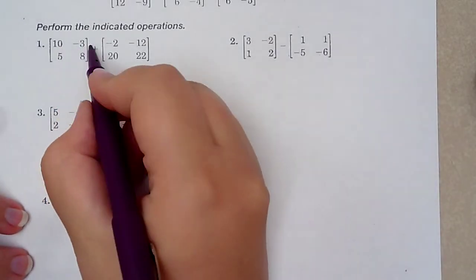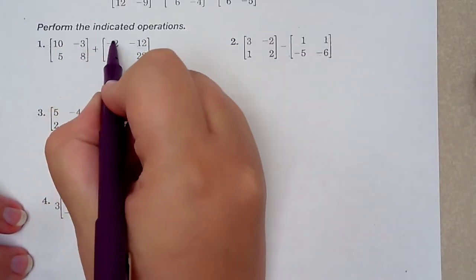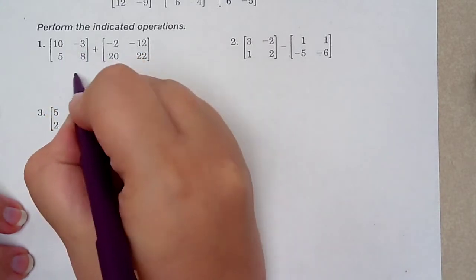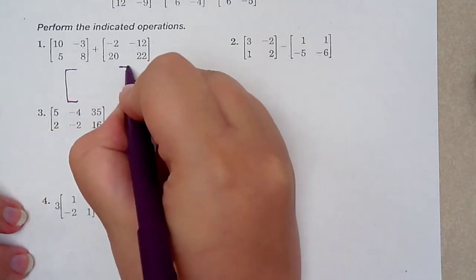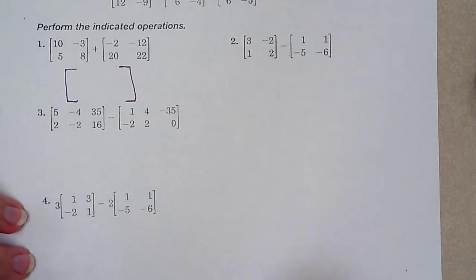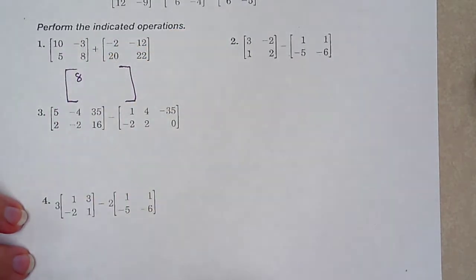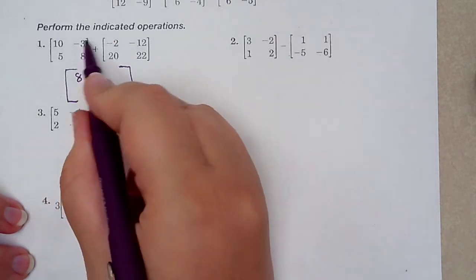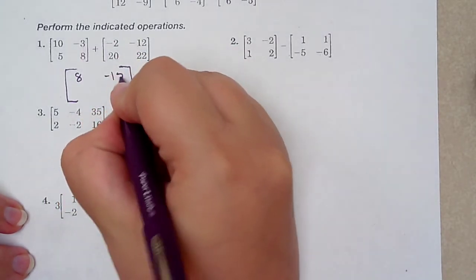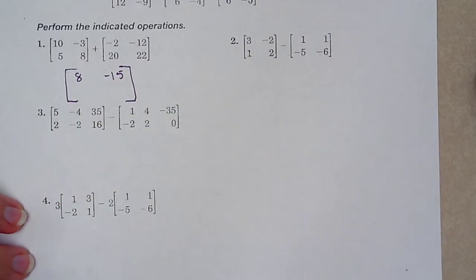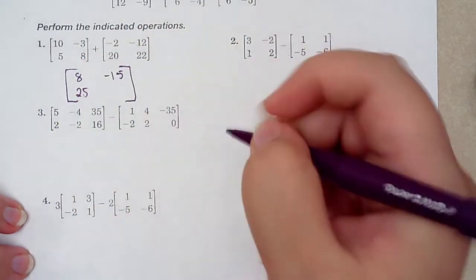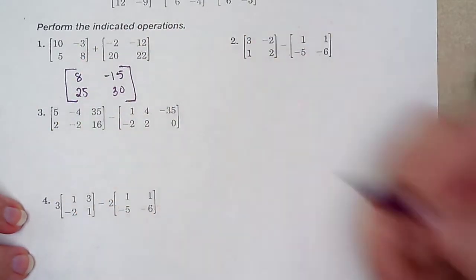All right, first up, we've got 10 plus -2. I noticed this is a 2 by 2 to start out with, so I'm going to give myself a 2 by 2 to end with. 10 plus -2, +8. -3 plus -12, -15. 5 plus 20, 25. And 8 plus 22, 30.